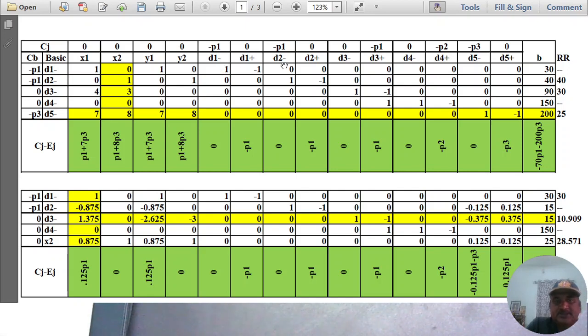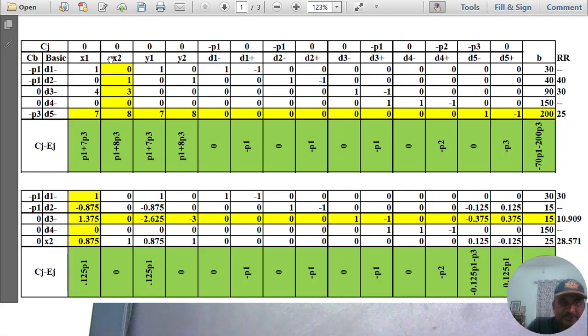D1 minus, D2 minus, and D3 plus had coefficient P1. Because we have to convert our objective function from minimize to maximize, we have turned them to negative. Then the coefficient of D4 plus was P2 and the coefficient of D5 minus was P3. We converted them to minus P2 and minus P3 respectively. The rest of the coefficients are zero because they do not exist in the objective function.